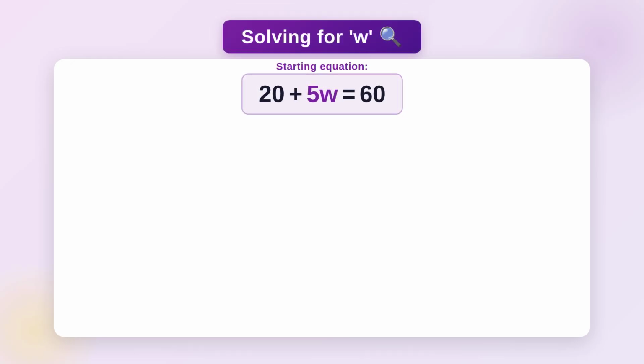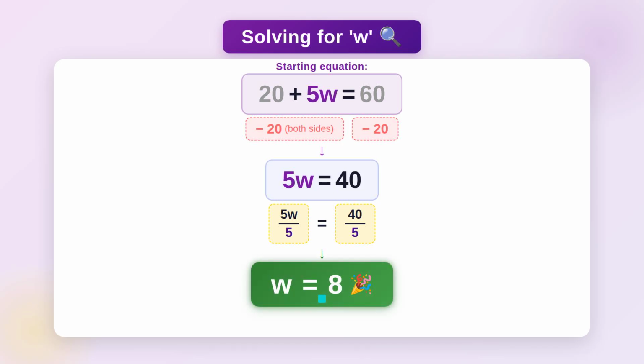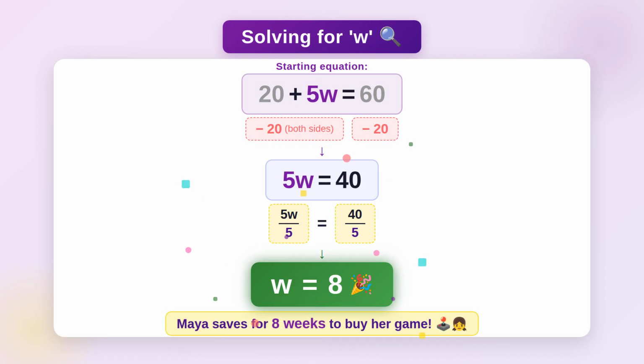That's the superpower. Now that we have our equation, 20 plus 5W equals 60, we can solve the mystery for Maya. We want to get W all by itself. First, let's get rid of that starting $20. We do the opposite of adding 20, which is subtracting 20 from both sides. On the left, 20 minus 20 is 0, leaving just 5W. On the right, 60 minus 20 is 40. So now we have 5W equals 40.